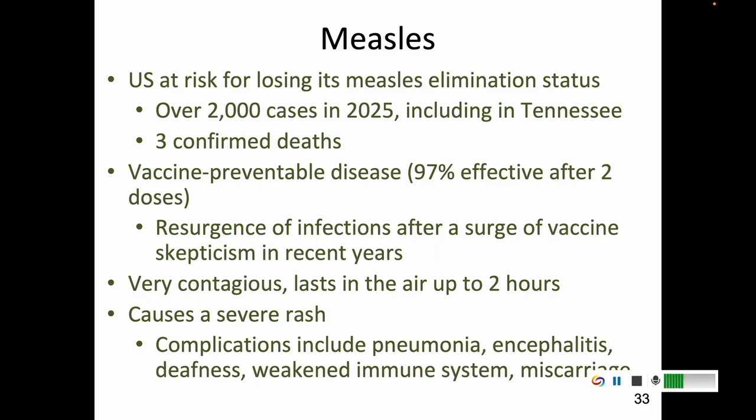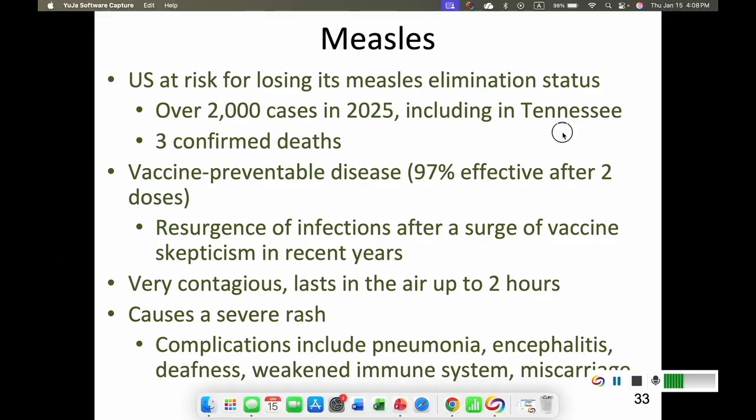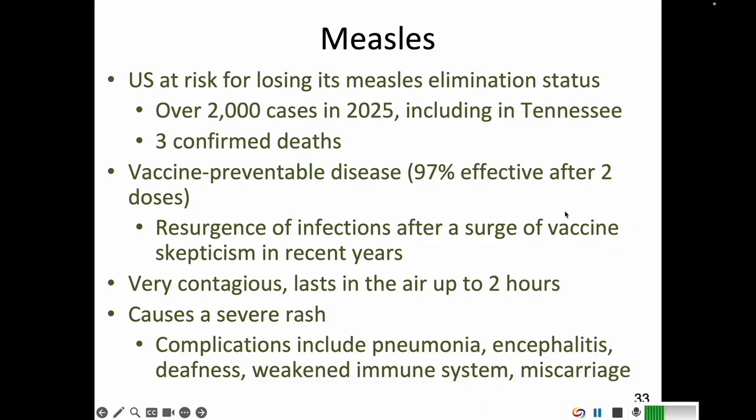Measles most typically causes a severe rash. It can also cause complications including pneumonia, which is a lung infection, and encephalitis, which is a brain infection. It can lead to deafness. It can lead to a weakened immune system. So your immune system actually kind of forgets how to fight the infections that you've already had. It's like you are starting over again. It can lead to birth defects and even miscarriage of a pregnancy.